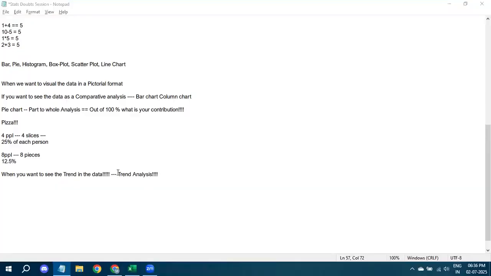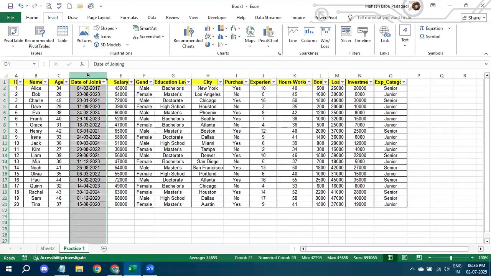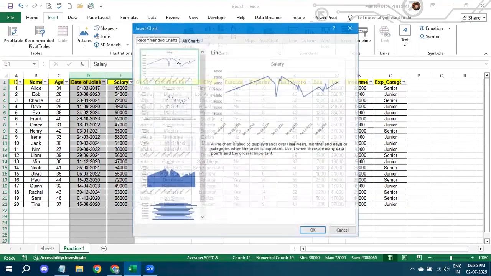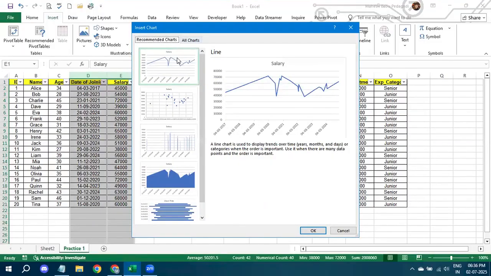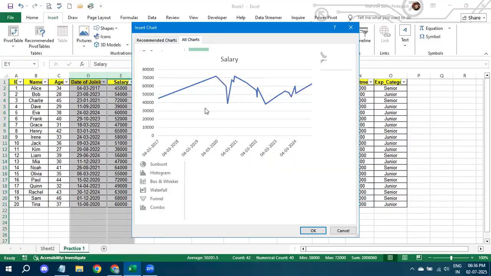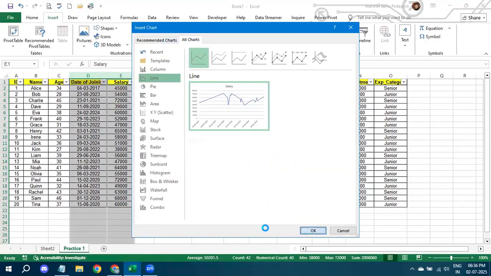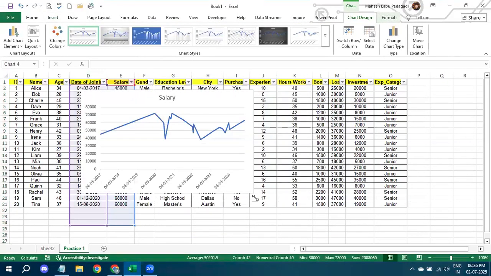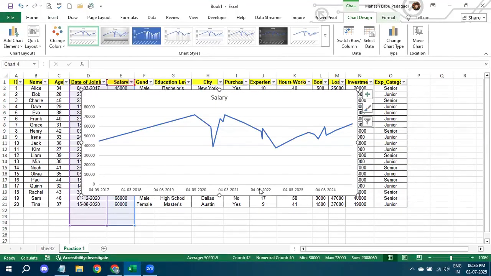Okay, line chart here. You need to have a date column and salary. Consider that these two are the columns. When I click on recommended charts, what is the first chart I'm getting here? Line chart. Always remember, for line charts you will have a date column all the time. There has to be one date column. Were you able to see?